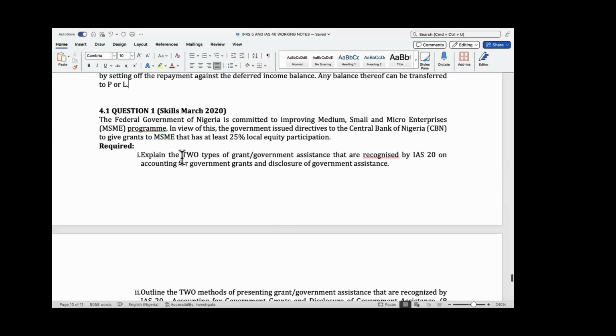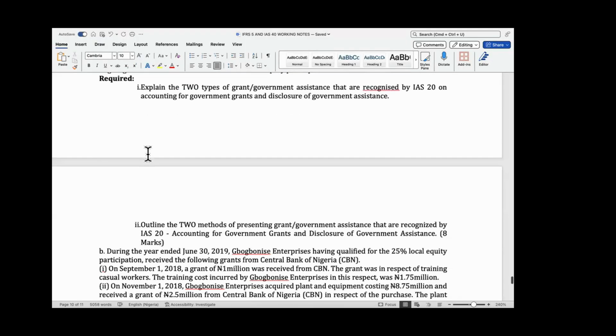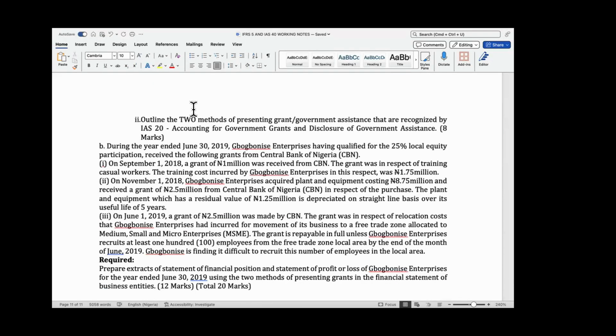Okay, so they are grant related to assets and grant related to income. Grant related to assets is where the condition attaches that the entity must buy an asset or the government outrightly gives the company an asset. While grant related to income is any grant that is not a grant related to assets. And the 2 methods for presenting government grant or assistance depend on the types of grant.